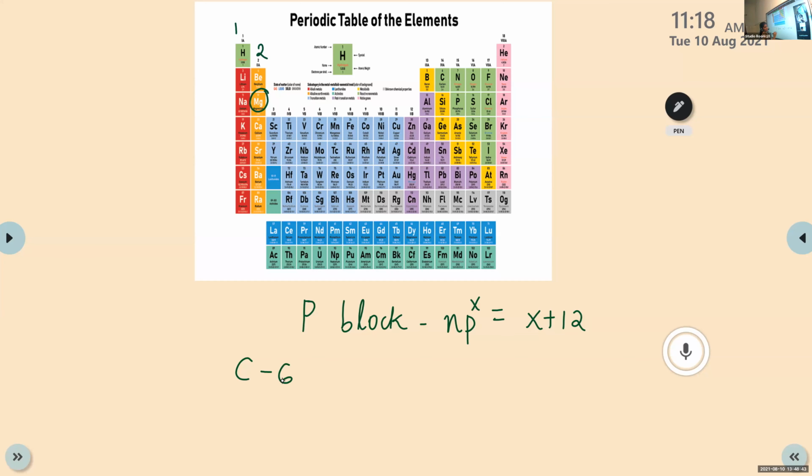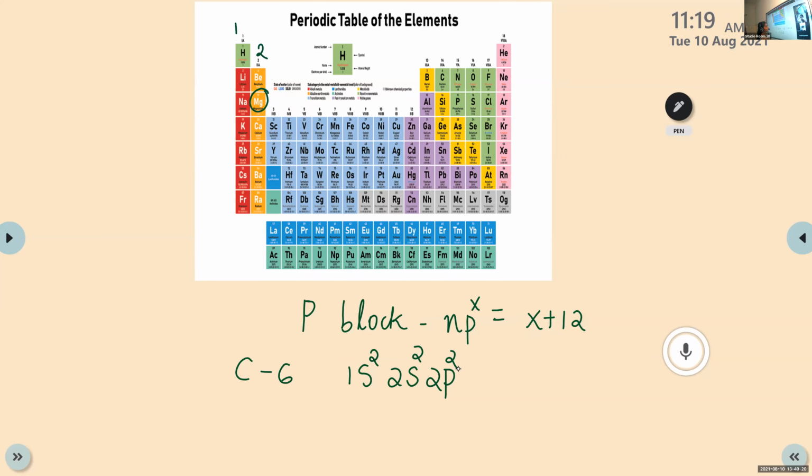And how can we write the electronic configuration? Starting from 1s2, then next 2s2, and 2p2. Very good.